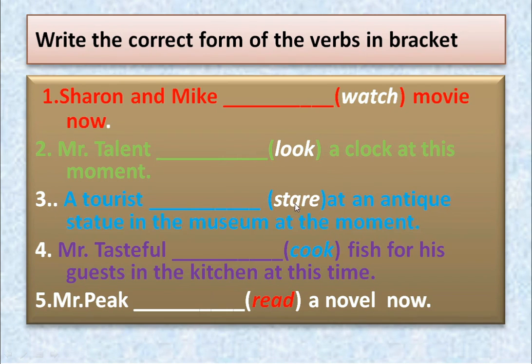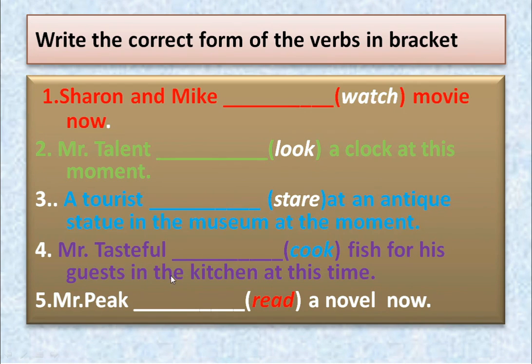So Mr. Talent is looking at a clock at this moment. Similarly, a tourist stared at an antique statue in the museum at the moment. Now look at the adverb words, at the moment. This indicates that the action is going on at the time of speaking. Therefore, this sentence will be in progressive tense. So, a tourist is the singular subject. So, for third person singular number, we use is. Stare is the main verb. We know very well that we use the ing form of the main verb. So, it is staring. So, a tourist is staring at an antique statue in the museum at the moment.